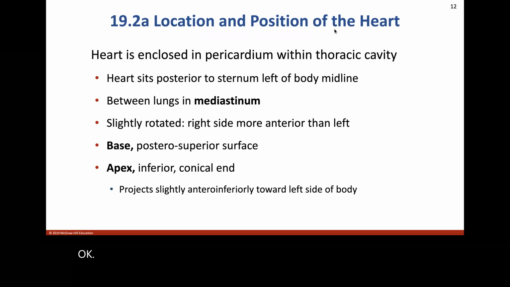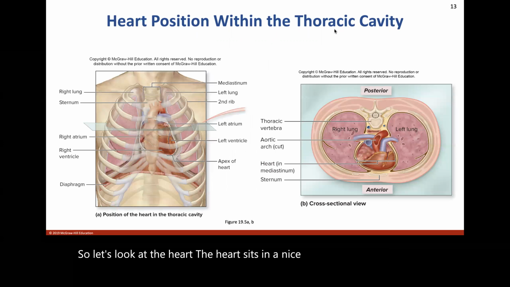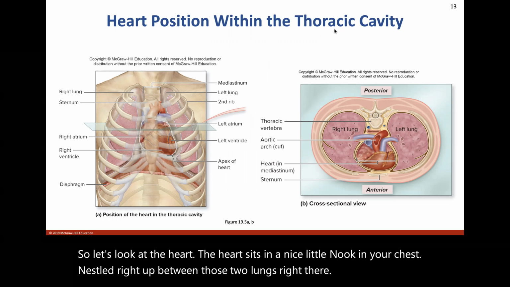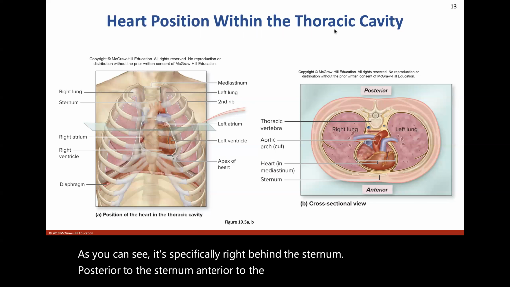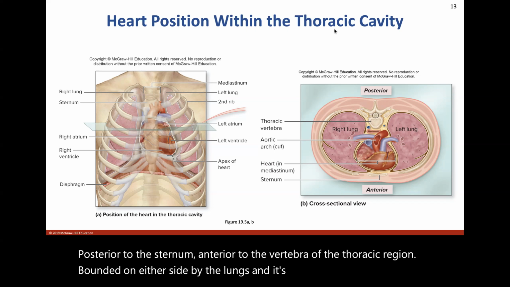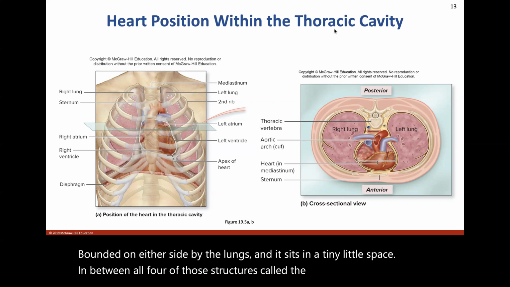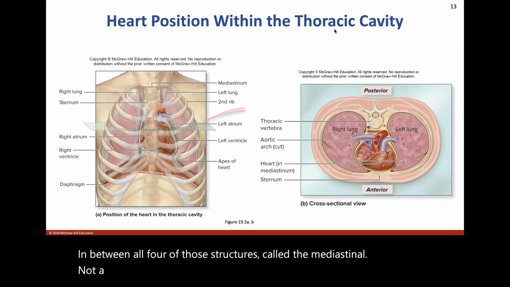So let's look at the heart. The heart sits in a nice little nook in your chest, nestled right up between those two lungs right there. As you can see, it's specifically right behind the sternum, posterior to the sternum, anterior to the vertebra of the thoracic region, bounded on either side by the lungs. And it sits in a tiny little space in between all four of those structures called the mediastinum. Not a whole lot of space there, but it still works, still does its job.